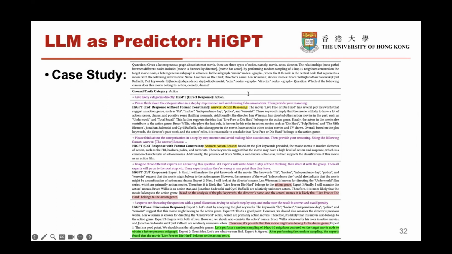And that is our case study of our HiGPT. And the parts showing the final answer are highlighted in pink, and the COT prompt, TOT prompt, and the panel discussion response are also shown on the screen.